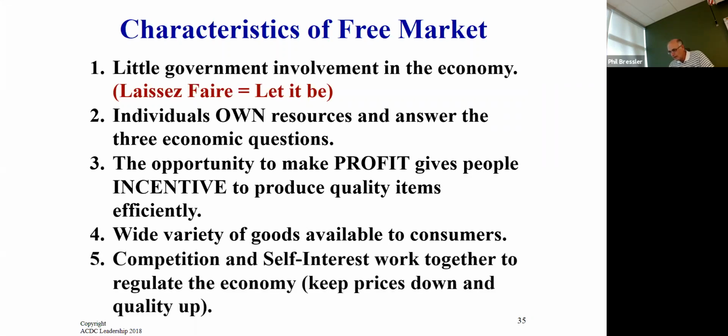Drives me crazy. All right, and then competition and self-interest work together. So Ben makes a great computer, not because he cares about society, but because Ben wants to make money. In return, I don't care really about what's going on in the world, but I want to make more money, so I make a better computer than Ben at a cheaper price. He then responds, and that back and forth is how the market regulates itself. And that's why people say laissez-faire, because the market will regulate itself that way.